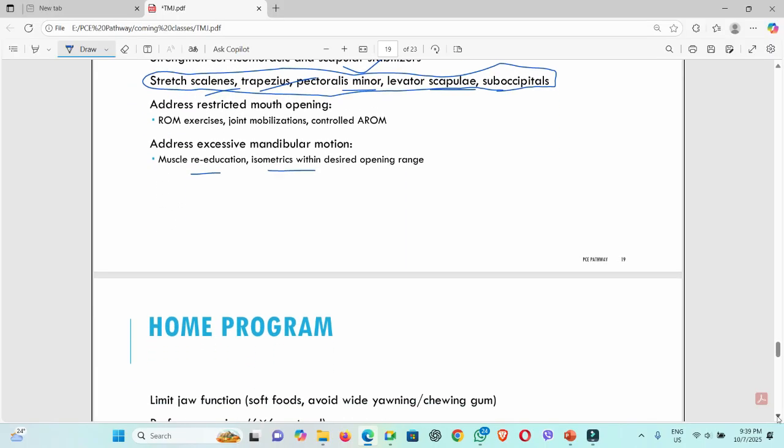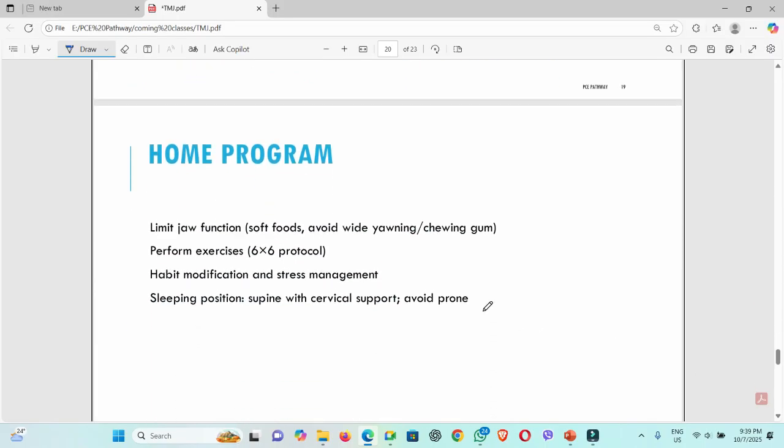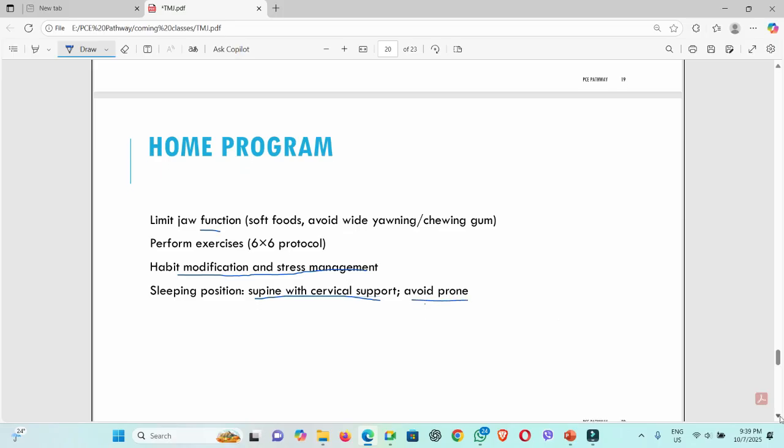Normal things. Home program. Now, what will we teach in the home program? Limit jaw function, soft foods, avoid wide yawning, chewing gum, perform the 6x6 protocol, habit modification and stress management, sleeping position: supine with cervical support. We will ask the patient to avoid prone positioning.